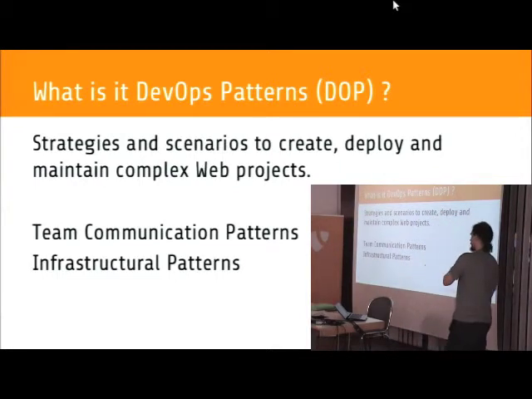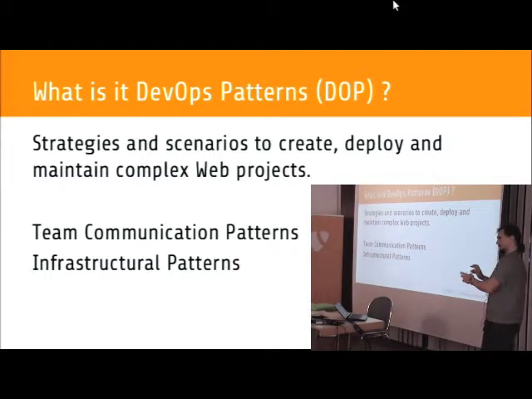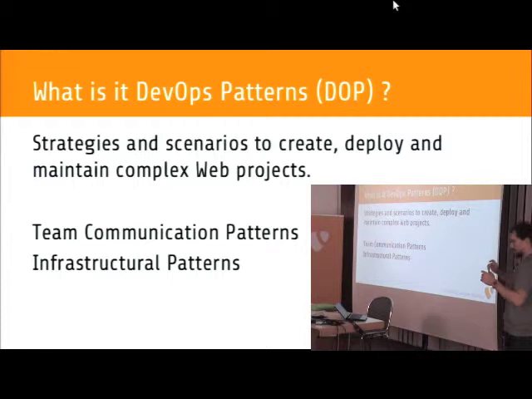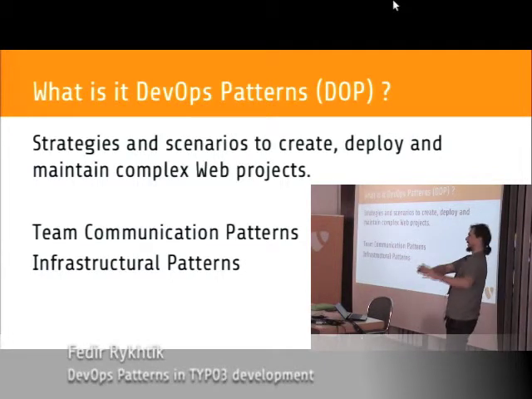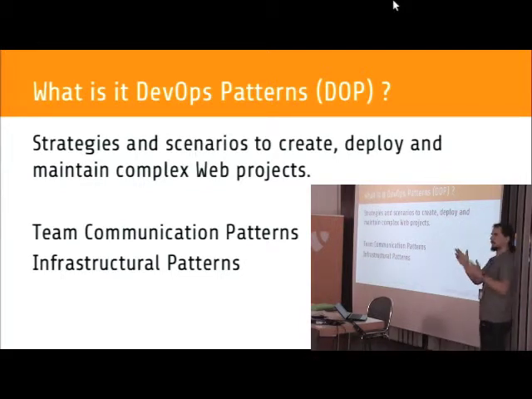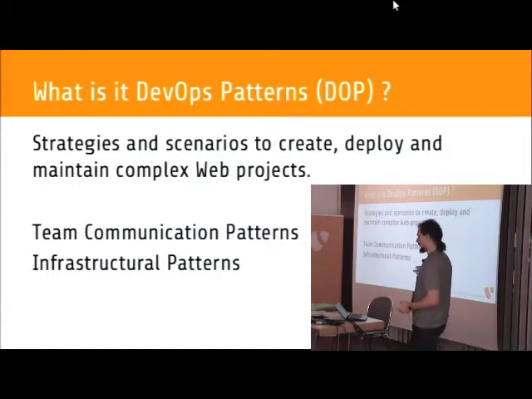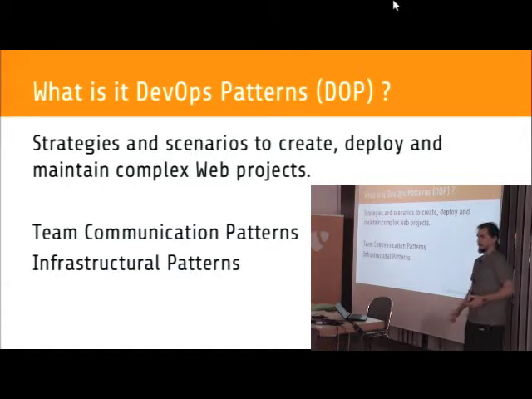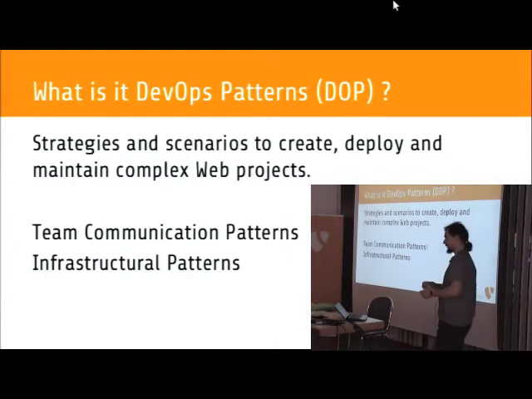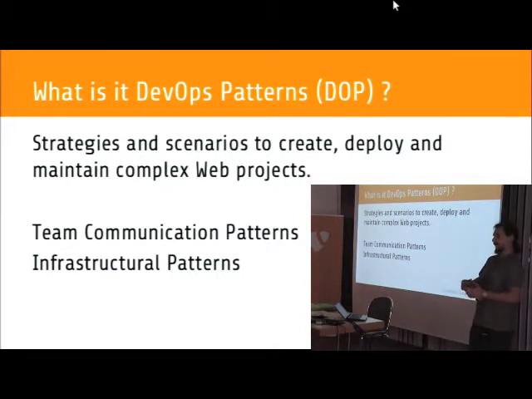When we are speaking about DevOps patterns, there are two implementations of this term. Very often we hear DevOps when we are speaking about team collaboration, team communication patterns, when we speak about how to collaborate between developers and system administrators. It's one point of view. Another point of view is speaking about DevOps patterns as infrastructural patterns, how to organize and construct your systems so they will live in a more flexible and stable way.